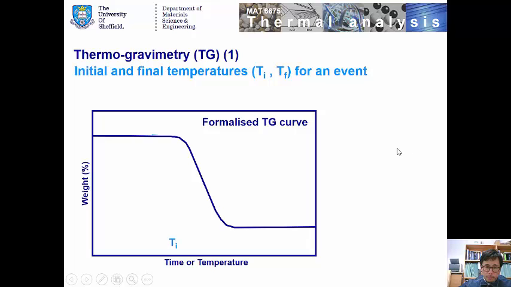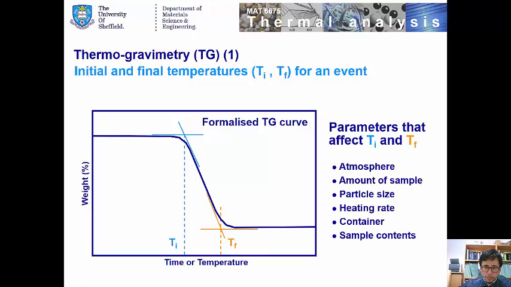This is the typical way to identify the initial temperature and final temperature of an event. But this is a very ideal case. In reality, the data is not as clear as this, so sometimes it's very difficult to identify the initial and final temperatures of a certain event.